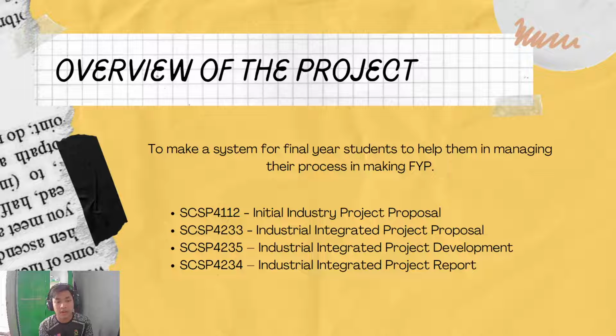Basically we have 4 courses inside the FYP, which are SCSP 4112, Initial Industry Project Proposal; SCSP 4233, Industrial Integrated Project Proposal; SCSP 4235, Industrial Integrated Project Development; and SCSP 4234, Industrial Integrated Project Report.